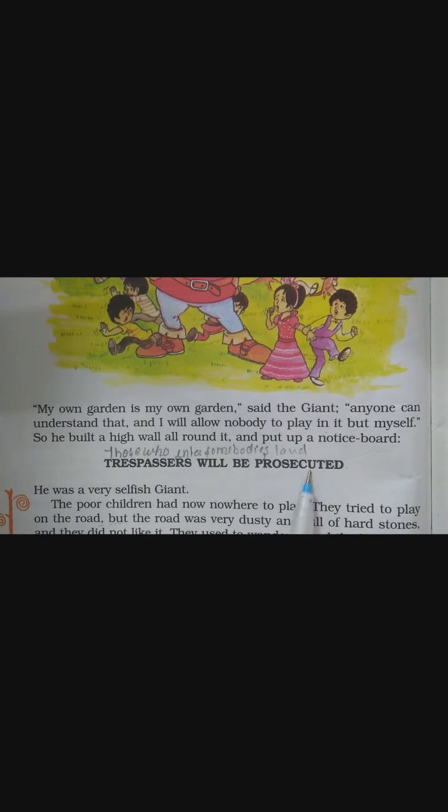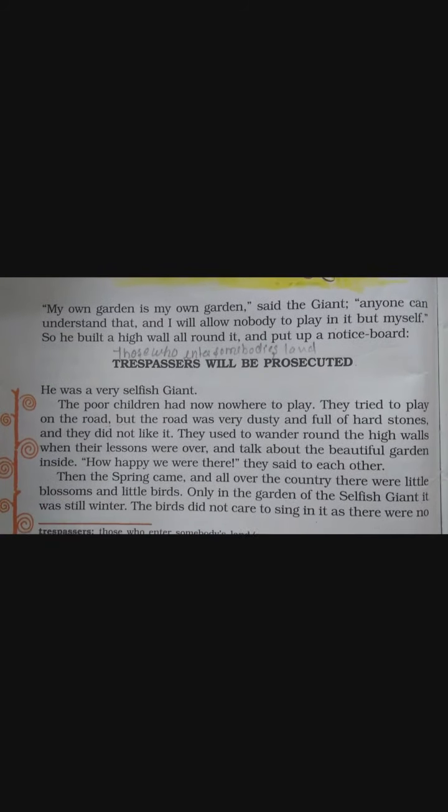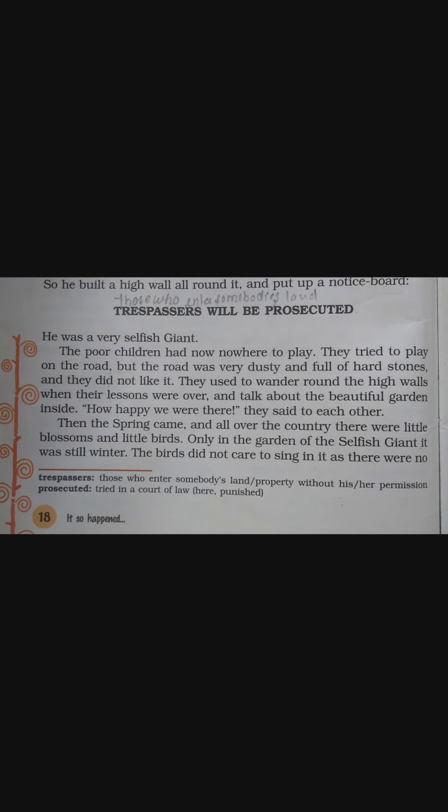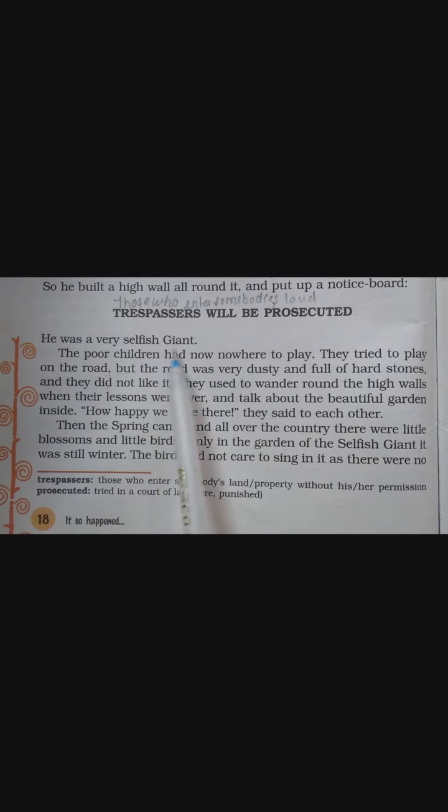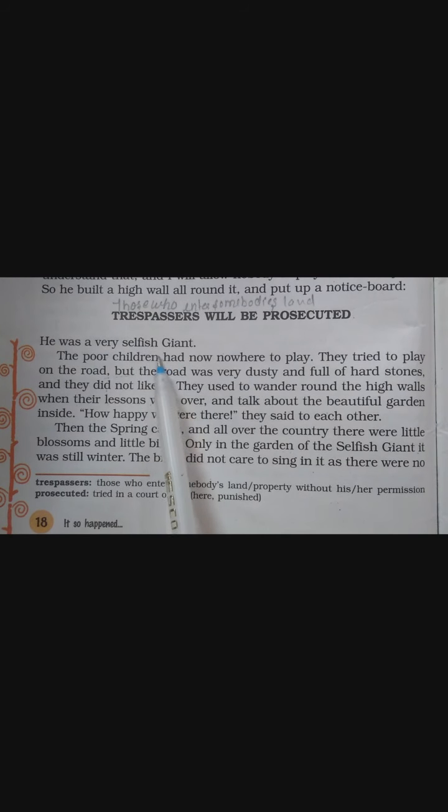Now, what did the giant do? He built such a big wall around his garden so that no child can enter it. And he also put up a notice board which read, "Trespassers will be prosecuted." Trespassers means those who are going to enter, those who are going to come inside the garden, will be punished. He was a very selfish giant, that everybody knows. That is the reason why he put up this notice, isn't it?